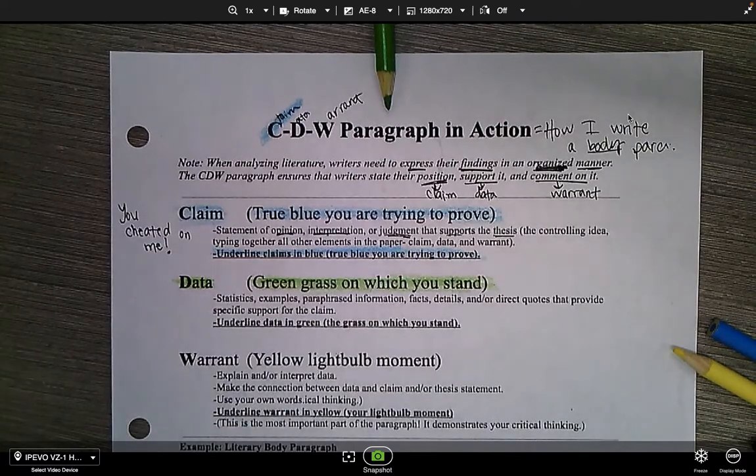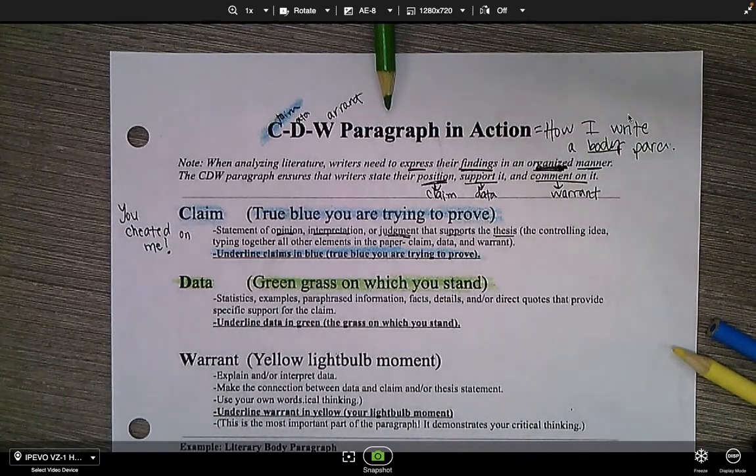What happens if we don't have grass or ground to stand on physically? What would happen? You sink. So guess what happens to your breakup argument or your essay if you don't have the grass to stand on? You lose.